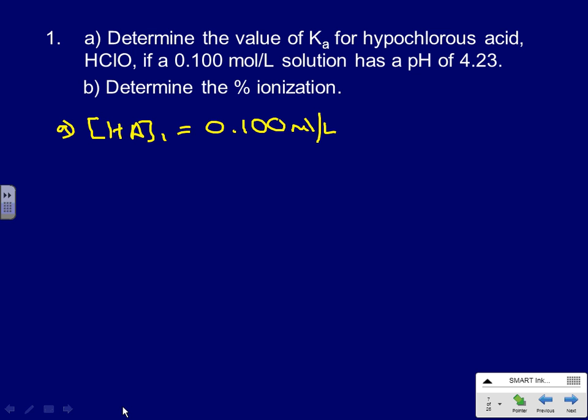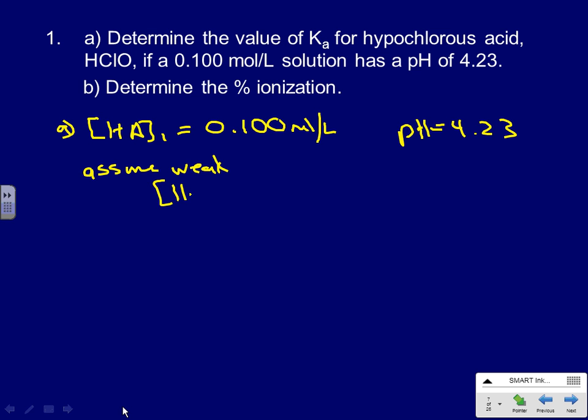pH is 4.23. What can I get from that? As soon as you see a pH number, you need to think this number. Yep, Tyson? H3O plus. All right. So we want to determine the Ka. I'm going to assume it's a weak acid. It might not be, but then I'll have to start again. But that's what I'm going to do because I want to use my shortcut.